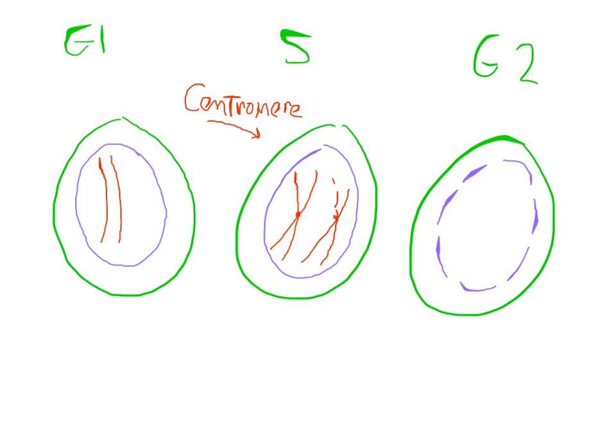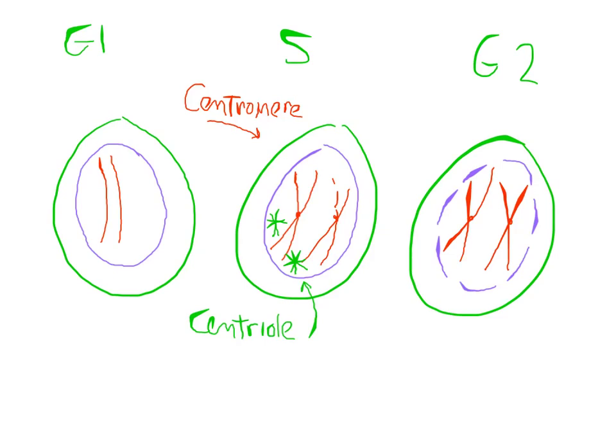And let's say we're dealing with an animal cell, which has a centriole, and that centriole would be copied in S phase as well. So there are the centrioles. And in G2, we'd pretty much have the same arrangement with our chromosomes that have been copied and connected by the centromere, and our two centrioles.